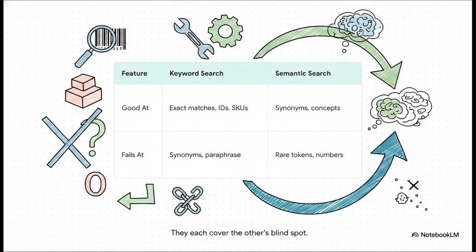And here's where it gets really interesting. This slide shows how they are almost perfect opposites. Keyword search is brilliant for those exact matches: SKUs, error codes, all that stuff. But it has absolutely no idea that car and automobile mean the same thing. And semantic search is the total opposite. It's amazing with synonyms and concepts, but it completely breaks down with those rare tokens in exact codes. You see, each one perfectly covers the other's blind spot.